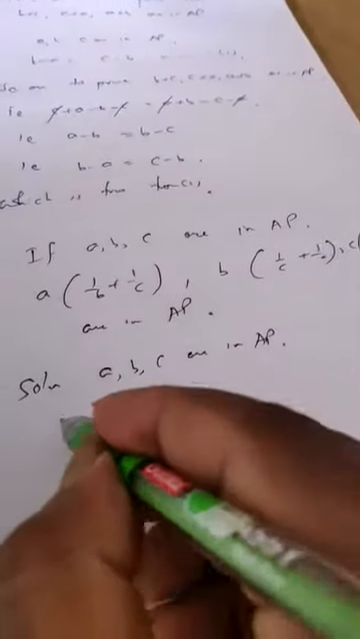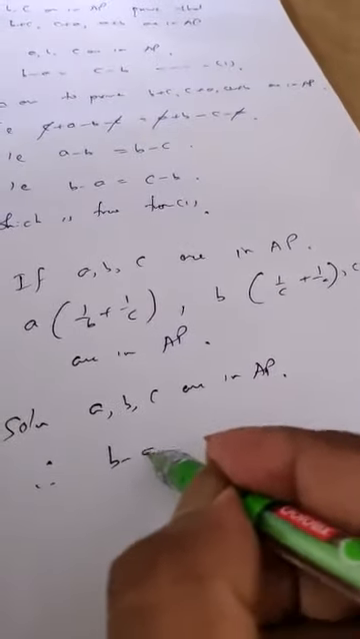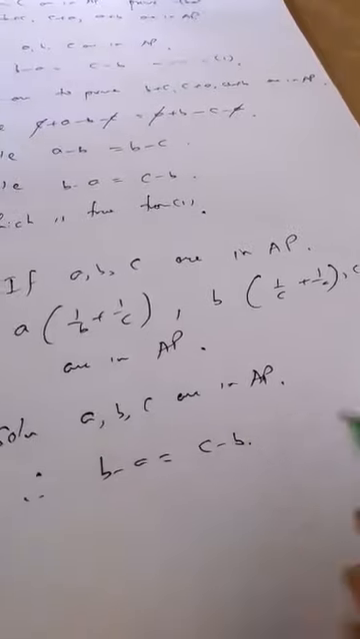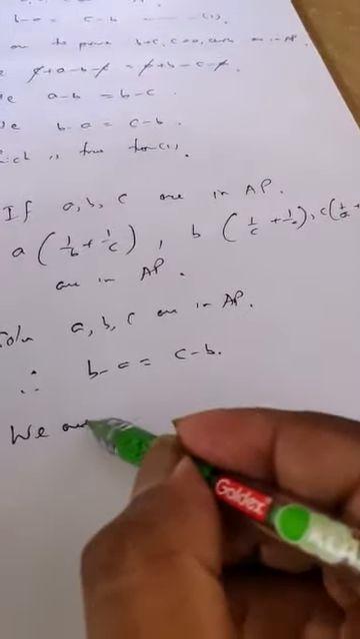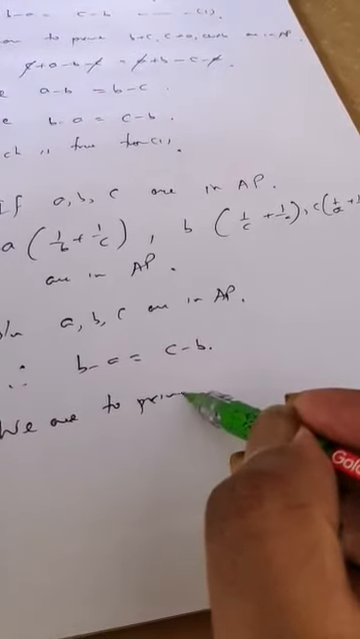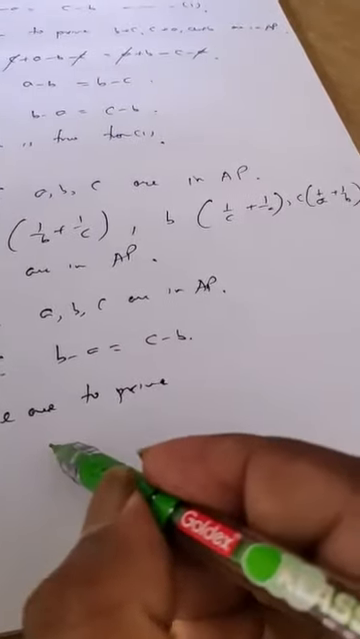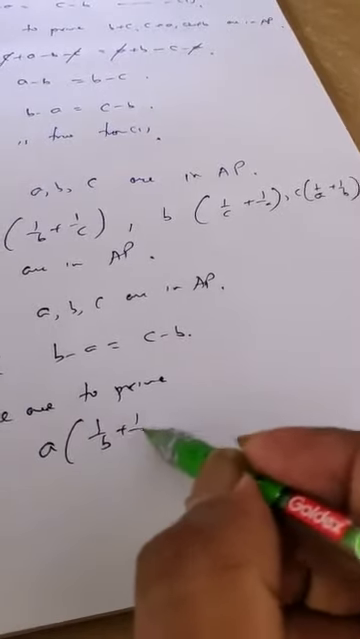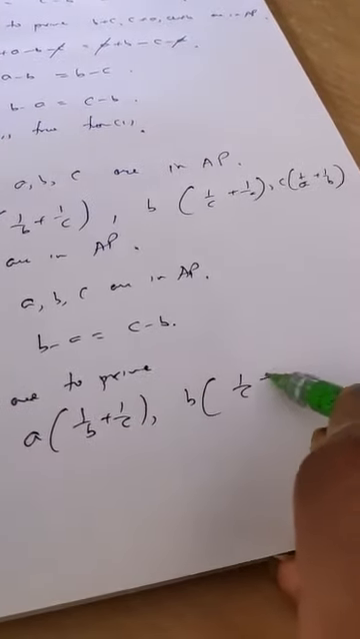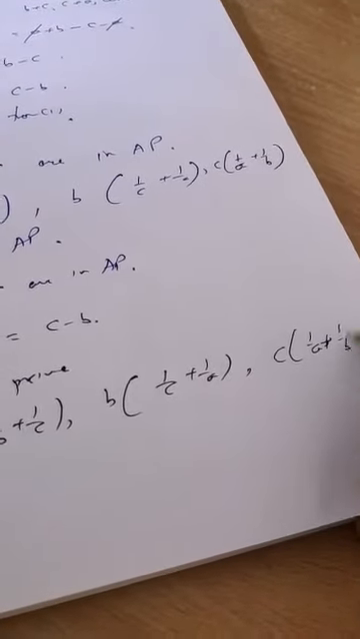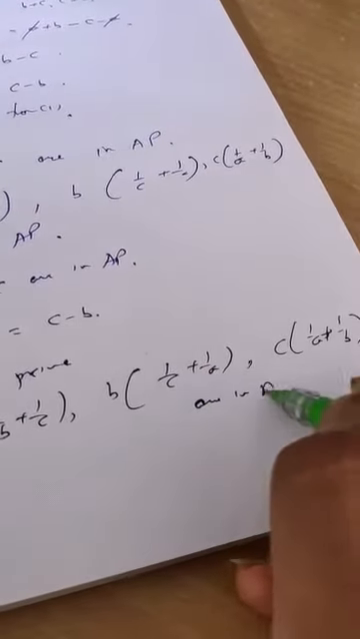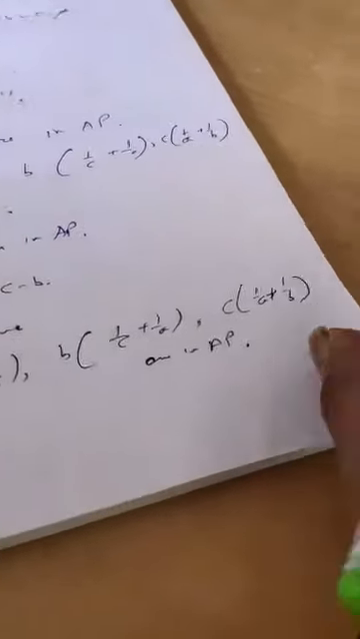A, B, C are in AP. Therefore, B minus A equals C minus B. We have to prove a(1/b + 1/c), b(1/c + 1/a), c(1/a + 1/b) are in AP. Okay, that is what we have to prove.